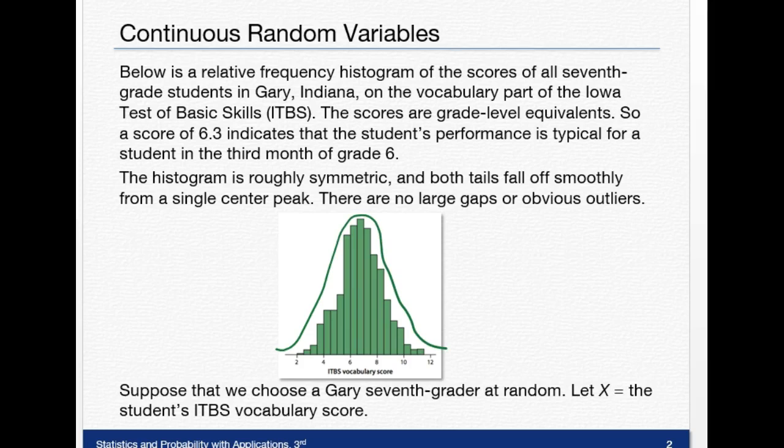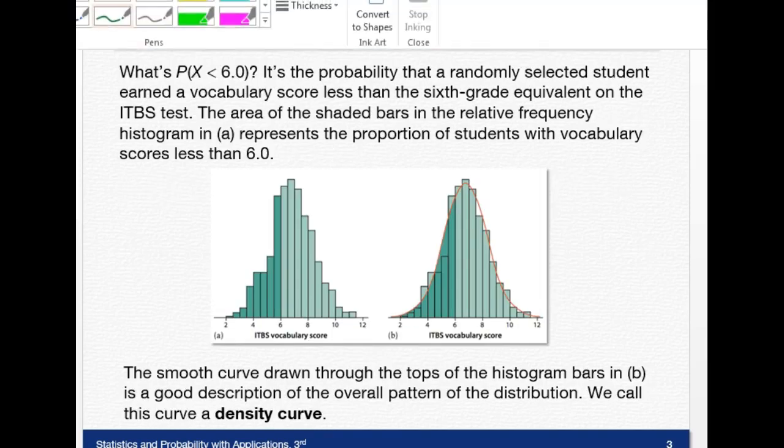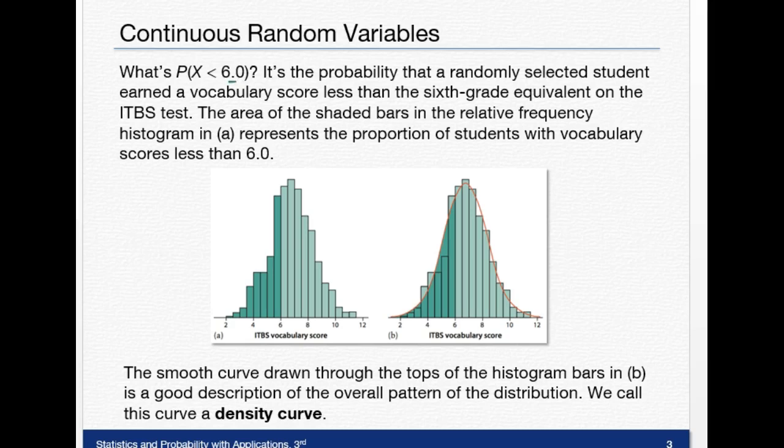So suppose that we choose a Gary 7th grader at random. Let X equal that student's vocabulary score. So let's say, what's the probability that the score is less than 6.0, like less than 6th grade level? It's the probability that a randomly selected student earned a vocabulary score less than 6th grade equivalent on this test. The area of the shaded bars in the relative frequency histogram, in A, represents the proportion of students with vocabulary scores less than 6. This is the 6 bar, and all of these bars this way are less than 6.